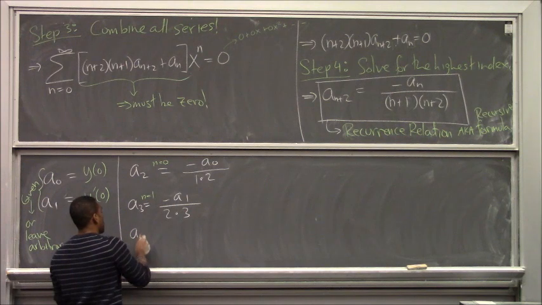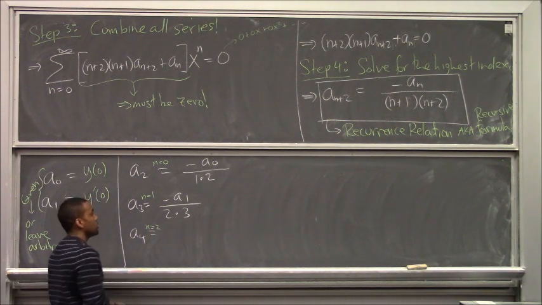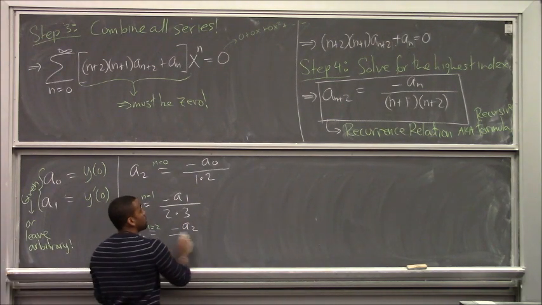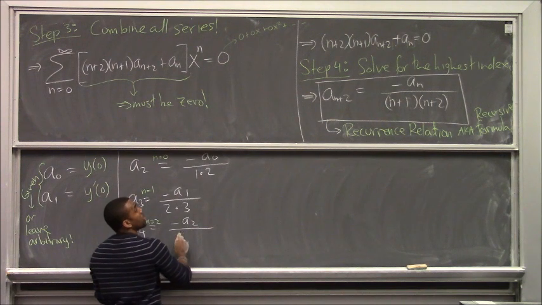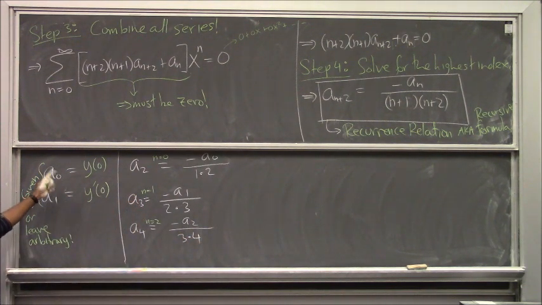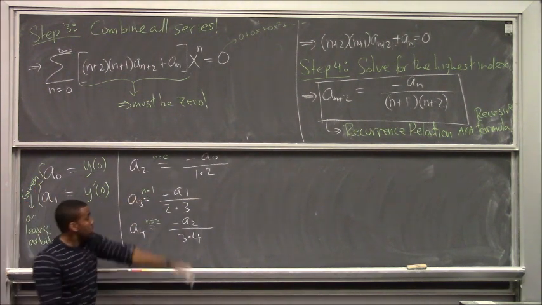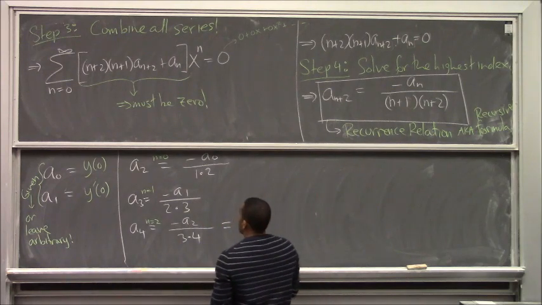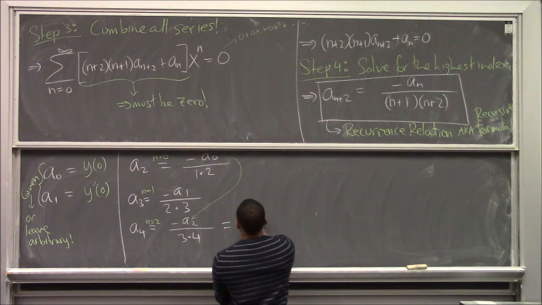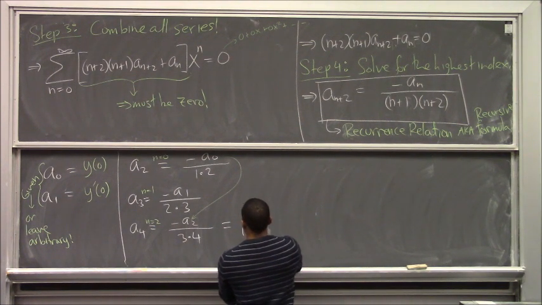Well, hold on. We're going to keep going until we start to see a clear pattern. N equals 2 would give me A4. That will give me minus A2 over 3 times 4. Now remember, I want everyone written in terms of A0 and A1 because those are going to be my initial conditions. So the A2, I'm going to replace. If I take this and plug it here, I'm going to end up with positive A0 over 1 times 2 times 3 times 4.